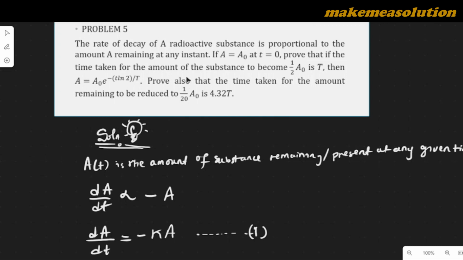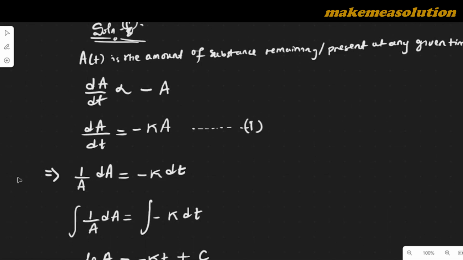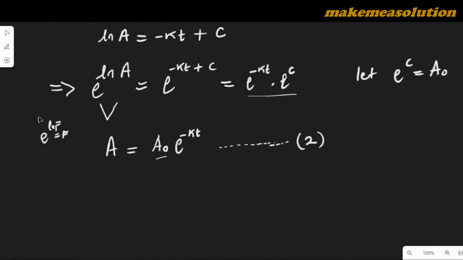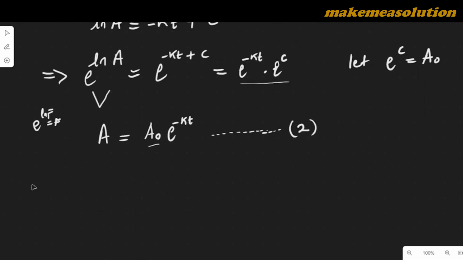So they're trying to tell us that if a is equal to a naught when t is equal to 0, we'll prove that if the time taken for the amount of substance to become half a naught is t, then our a is actually a naught exponential minus t ln 2 over t. So I'm going to explain this down here so that we understand. Just follow me. I need you all to trust me from here.